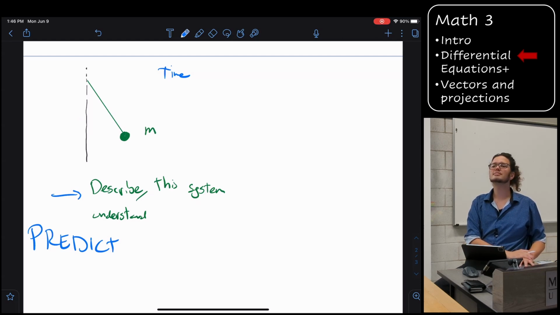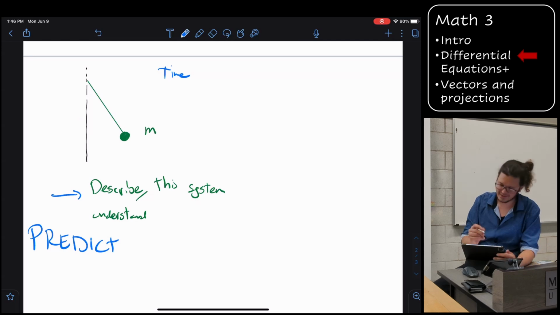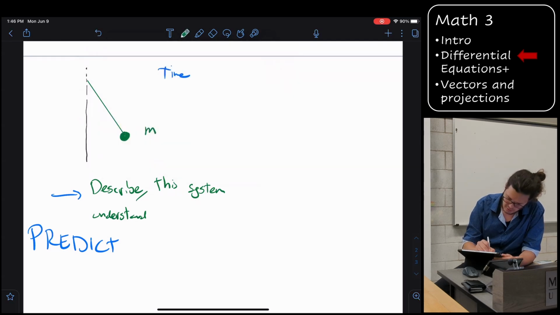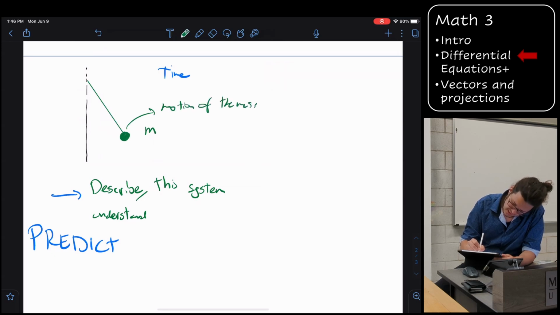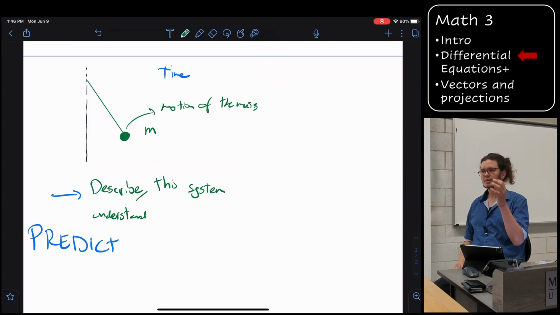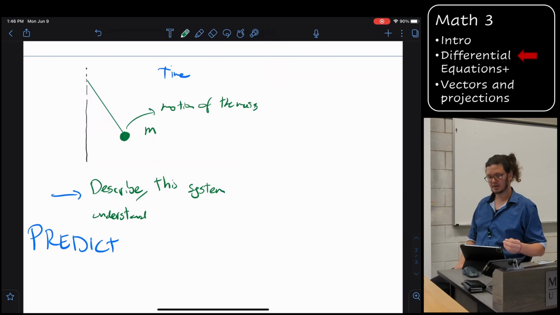The motion of the mass as it moves along the pendulum. Fantastic. For the position. Perfect. So motion of the mass. So in this, we're going to start thinking about something that people call degrees of freedom. What exactly am I describing here?